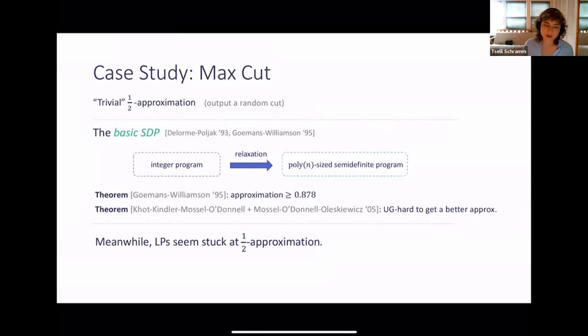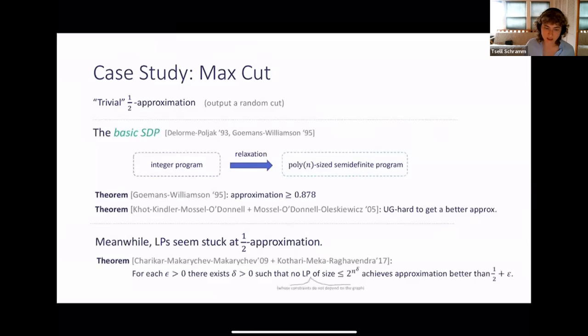Meanwhile, linear programs appeared stuck at a half approximation in a strong sense. Combining theorems of Chan, Lee, Raghavendra, Steurer, and Kothari, Meka, Raghavendra, it's shown that for every epsilon, there exists some delta such that no linear program of size exponential in n to the delta can get approximation ratio better than half plus epsilon. So this seems like evidence that maybe linear programs cannot do any better than the trivial approximation, even when they have sub-exponential size.